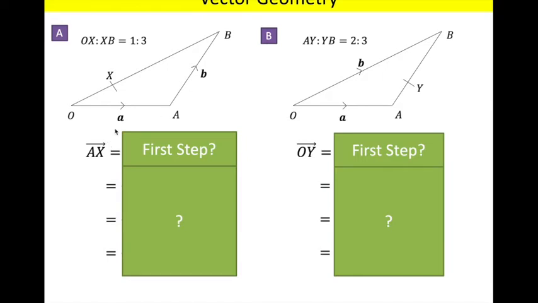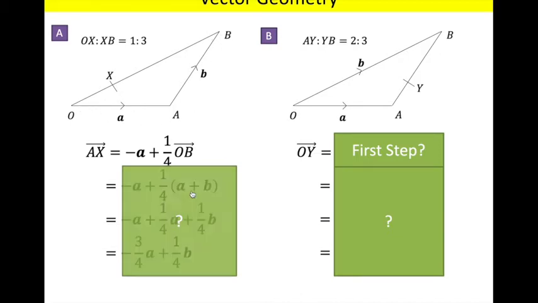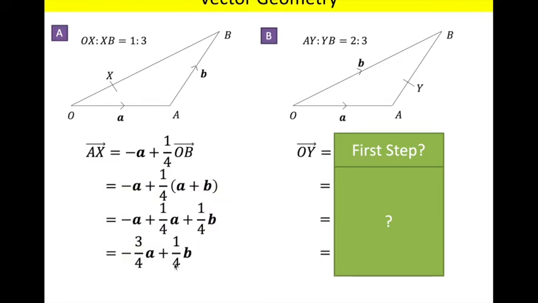Vector AX is equal to negative vector A, because it goes in the opposite direction, plus OX, which is 1 over 4 of vector OB, right? And vector OB, in terms of A and B, is equal to A plus B. Okay, and then you simplify to get the answer. Okay, that answer there.